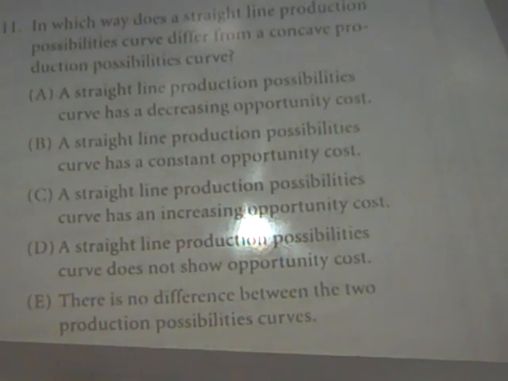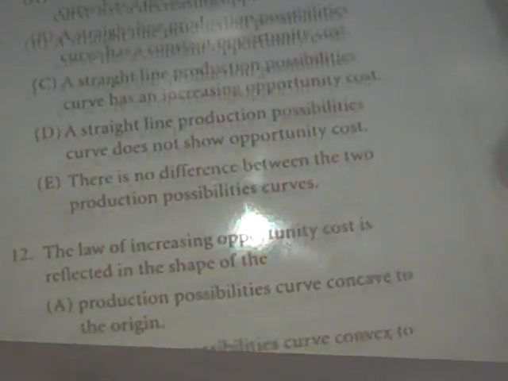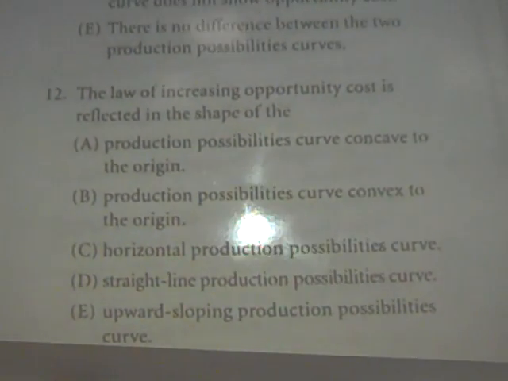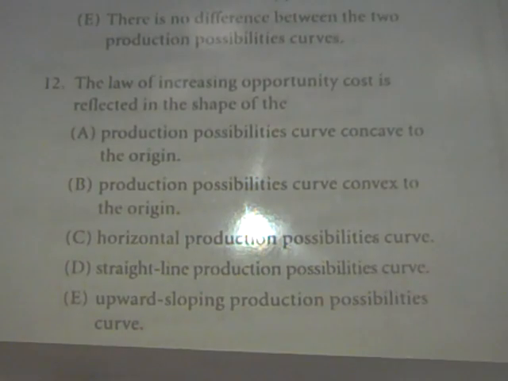All right. Let's go to 12. There's a couple on here that I really like. I couldn't wait to get to them. The law of increasing opportunity cost is reflected in the shape of the PPC that's concave to the origin. That's A. All right. Yeah, they keep asking the same questions.